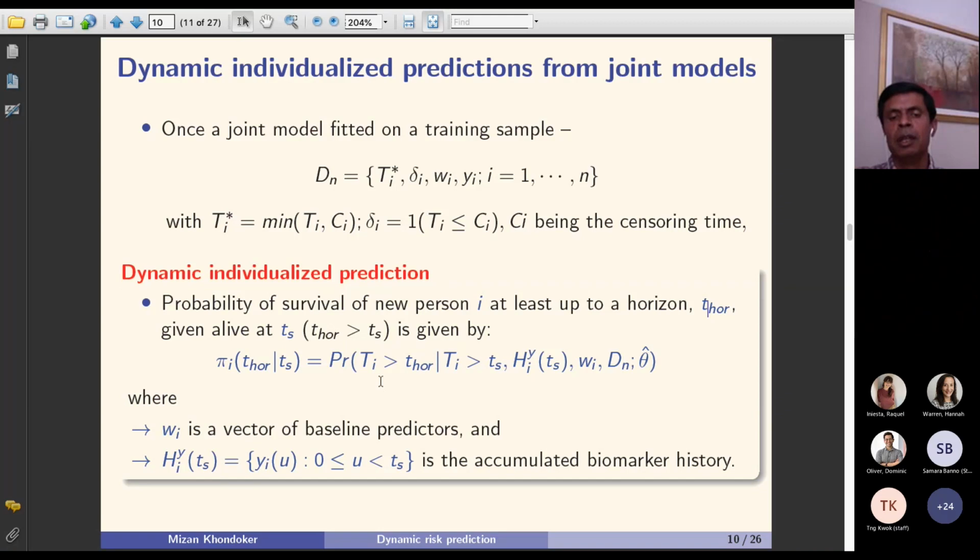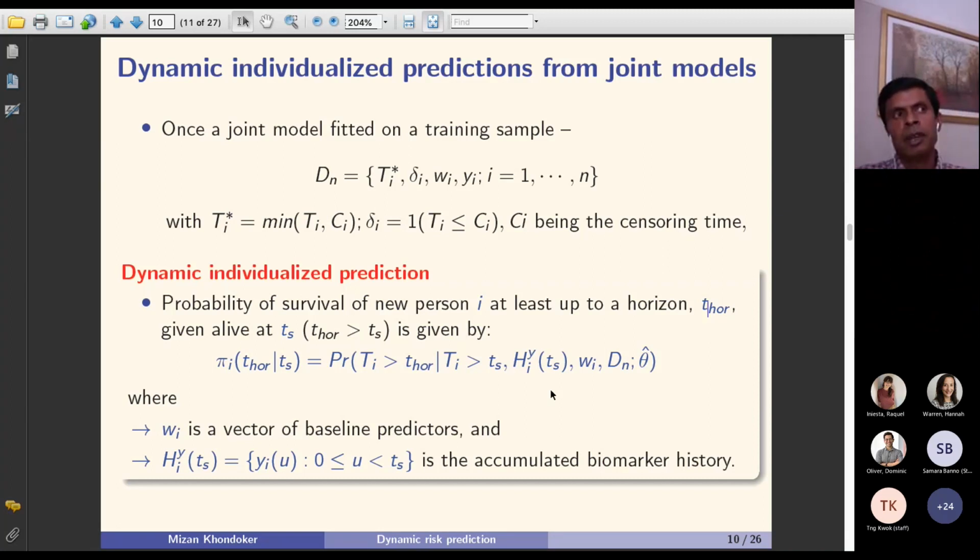You can see the probability of surviving beyond the time horizon, given that the person already survived until the landmark time point, can be approximated by numerical integration. It depends on theta hat, which represents all the parameter estimates from the joint model. So it depends on the training data, the estimated parameters of the joint model, as well as the given baseline covariates and the history of the longitudinal marker.